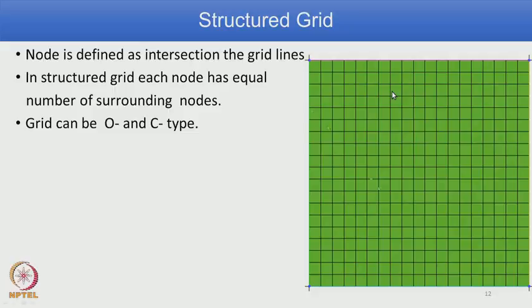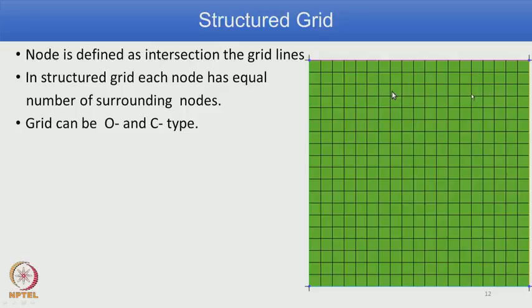If you consider this particular node, it has surrounding nodes: three nodes on the immediate top, then one node on the right side, one node on the left side. Similarly, three nodes are there on the bottom. So, 1, 2, 3 for this particular node, and you can go anywhere else in the domain.